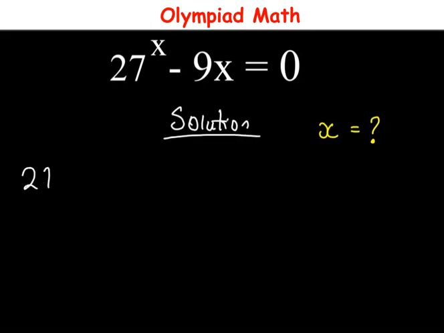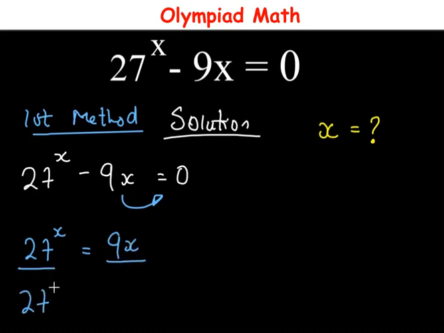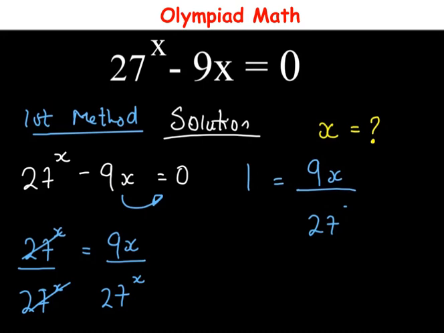So we have 27 raised to power x minus 9x, and this equals 0. By the way, we're going to use two methods to solve this given problem. For the first method, method 1, first thing first, move minus 9x over to this side: 27 raised to power x equals 9x. Then divide this equation by 27 raised to power x. We have 1 equals 9x over 27 raised to power x.